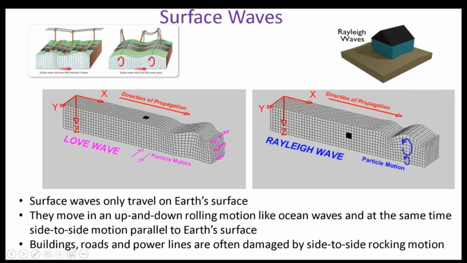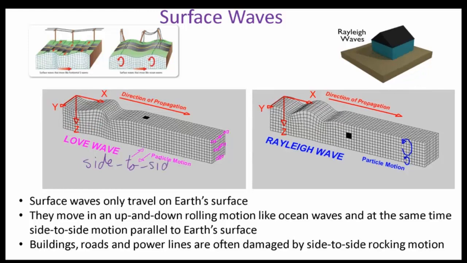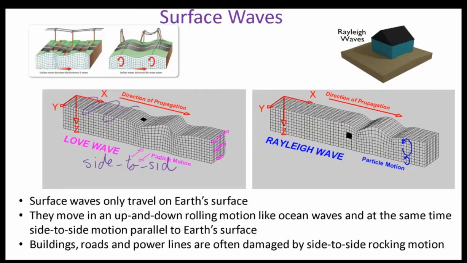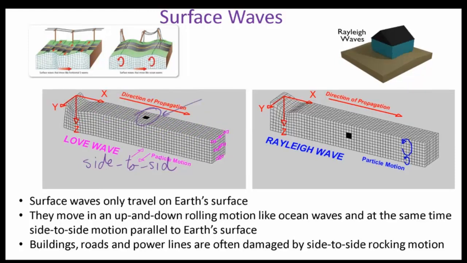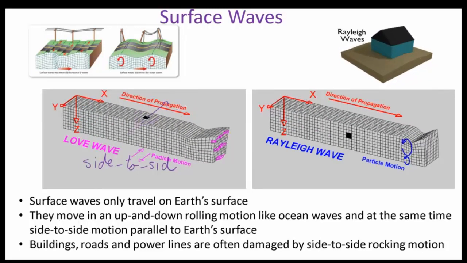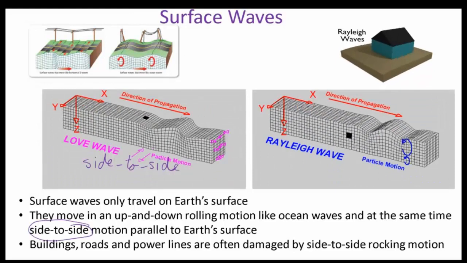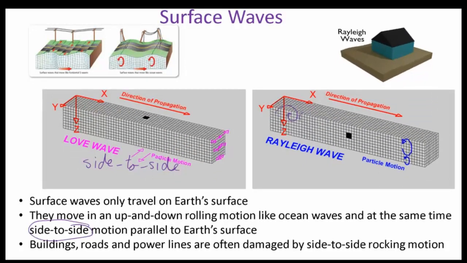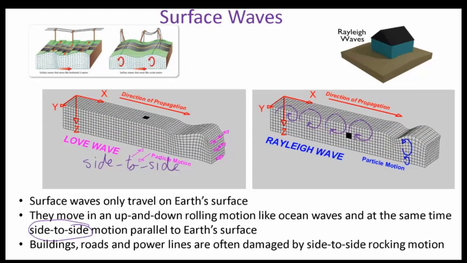There is the side-to-side vibration. So the surface vibrates side to side like this. If you look at the black point here, you will see that it moves side to side. Can you see that? So this is the first part of the surface wave, side to side. Also, when the wave moves, it tries to shake the surface up and down in a rolling motion like the ocean waves.